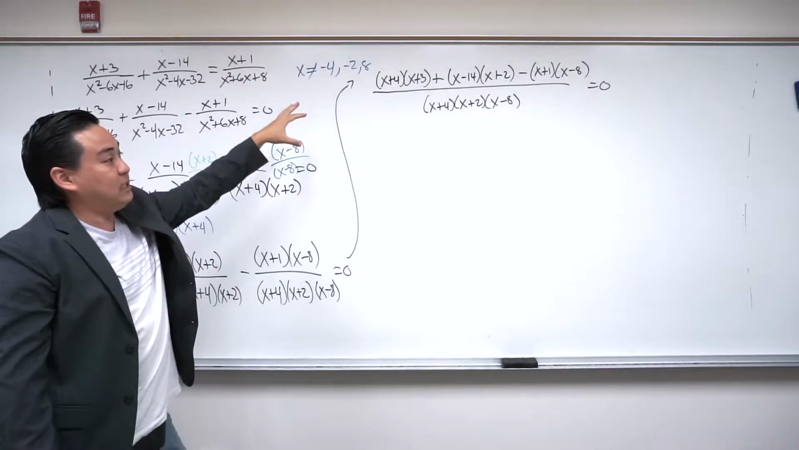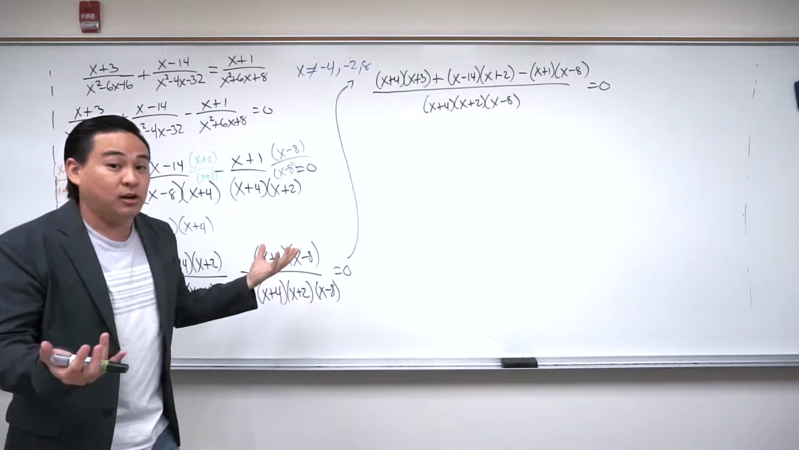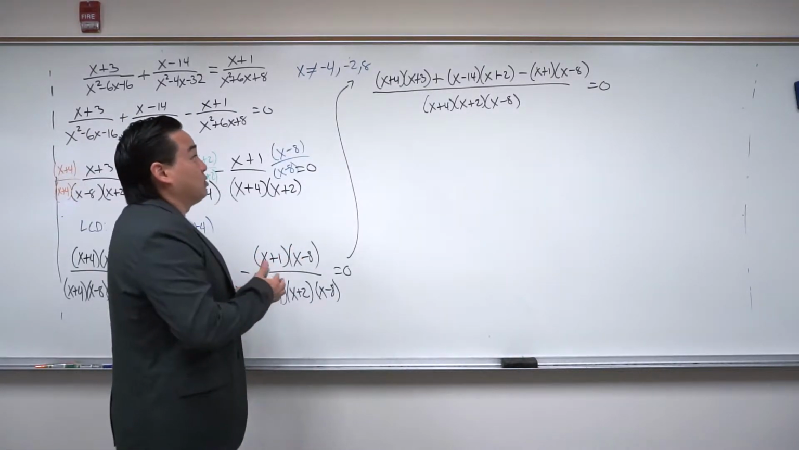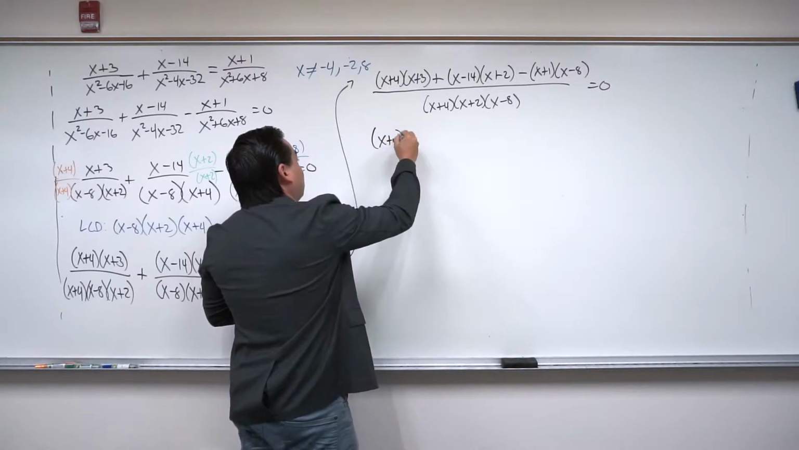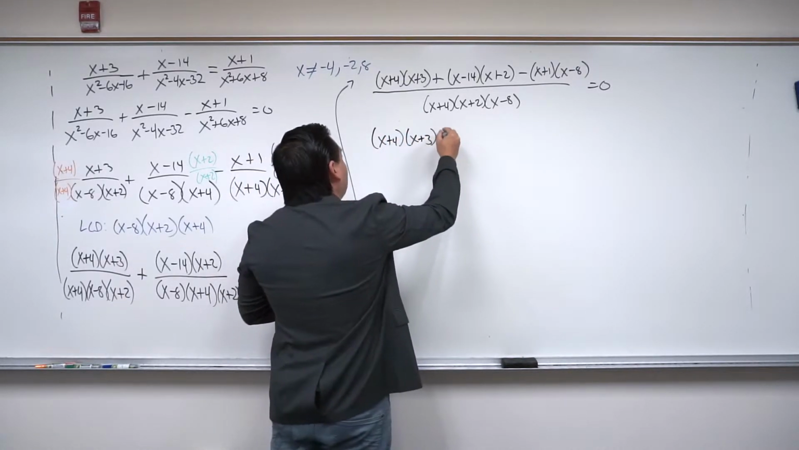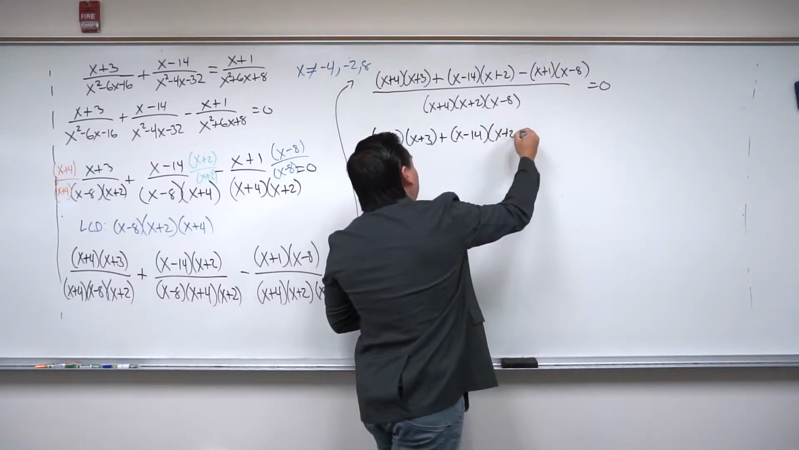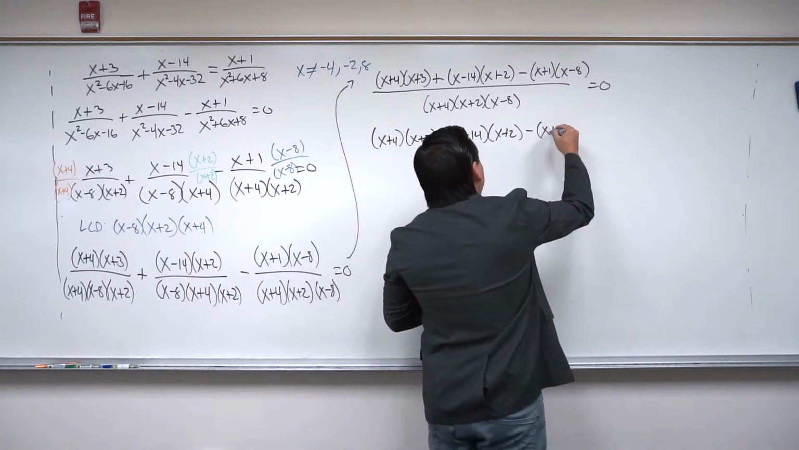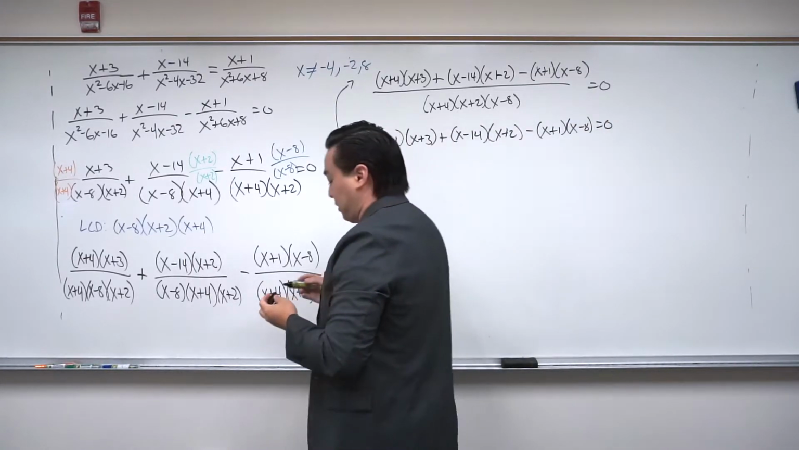So in order to solve this, remember, we just need to set the numerator equal to 0. So we set x plus 4 times x plus 3 plus x minus 14 times x plus 2 minus x plus 1 times x minus 8 equals 0. That's how we find the roots.